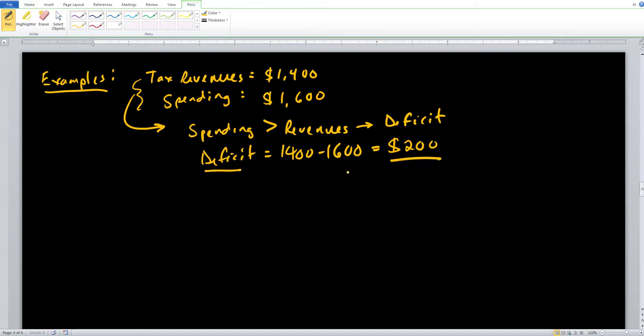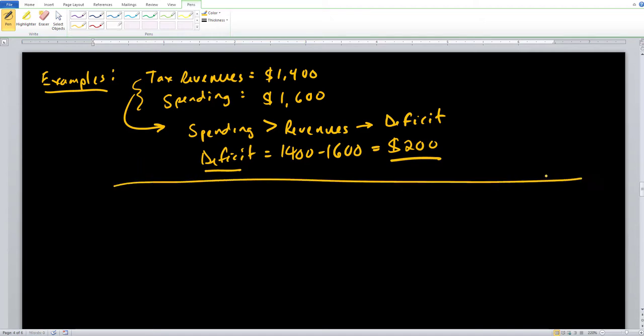In this particular section, we really don't make a notation of positive or negative signs. We just want to say, is our spending greater than our revenues? If so, we're running a deficit. Are our revenues greater than our spending? Then we're running a surplus. Just taking the difference between these two numbers will be enough for us to say how much of a surplus or deficit we're running. Next, we can take a look at example number two.